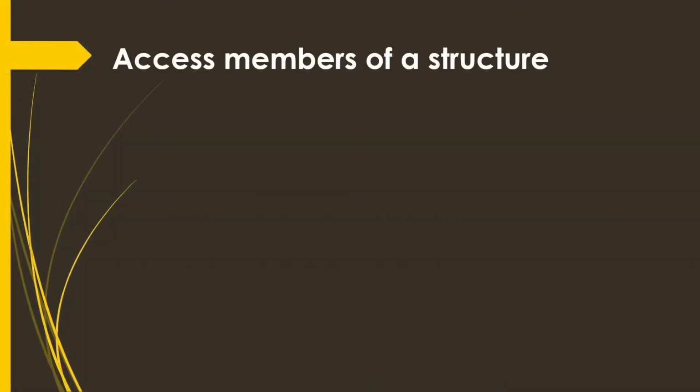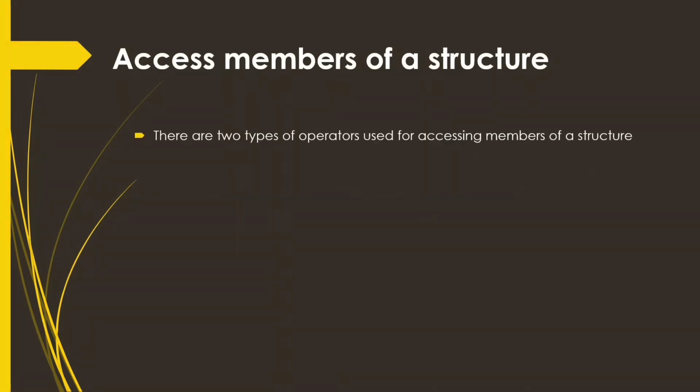So now, how do we access the members of a structure? There are two types of operators used for accessing members of a structure. First is the dot or the member operator, and the second is the arrow, which is hyphen followed by the greater than symbol, which is the structure pointer operator.